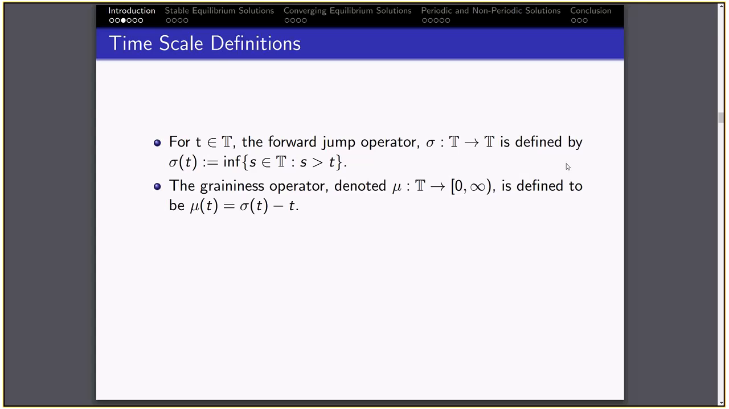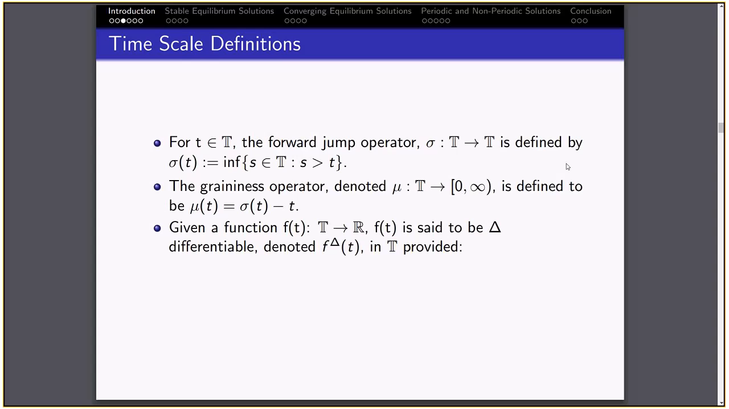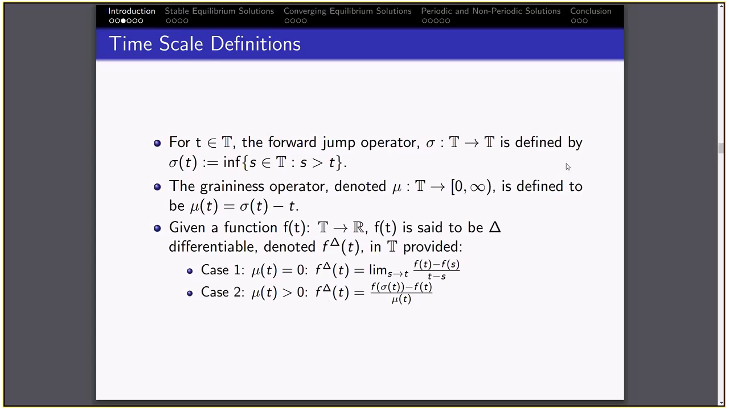If we have a very small mu, then we are approaching the timescale where it's just the real numbers, where everything is infinitely close. If we have a very large mu, then everything is spread out. And the final definition that we have is: given a function f(t) from the timescale to the real numbers, f(t) is said to be delta differentiable, denoted with superscript capital delta in t, provided that in case 1, where mu is equal to 0, it's just our generic limit definition that we are used to, or in case 2, when mu is greater than 0, it is defined to be f(σ(t)) - f(t) over μ(t).